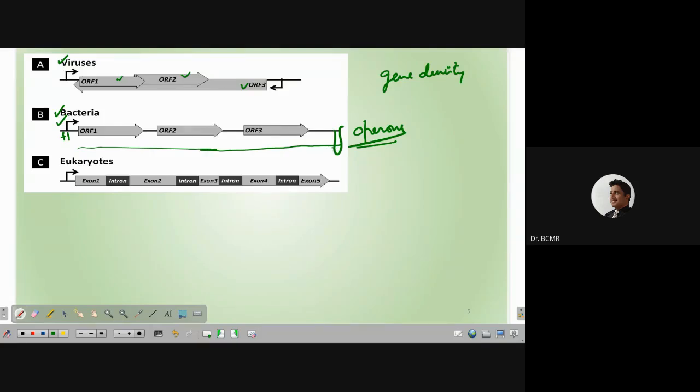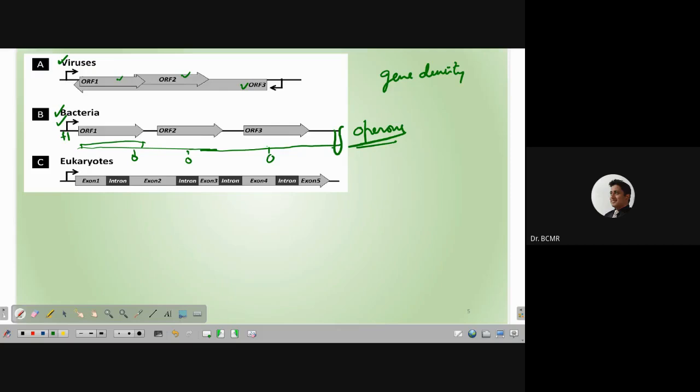And this is one whole mRNA, and it has three independent open reading frames, and each of them would produce one protein. Right? That is an operon. It's very typical of prokaryotic genes or genomes to have organized their genes in operons.